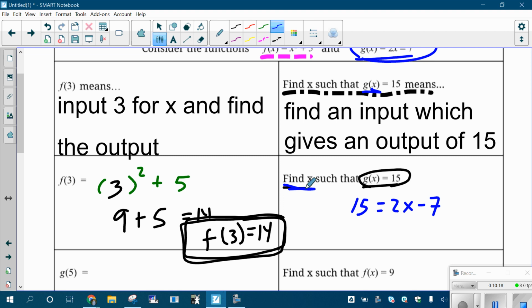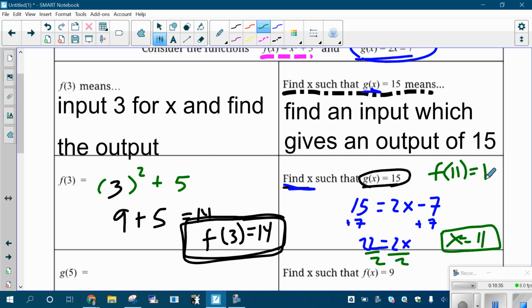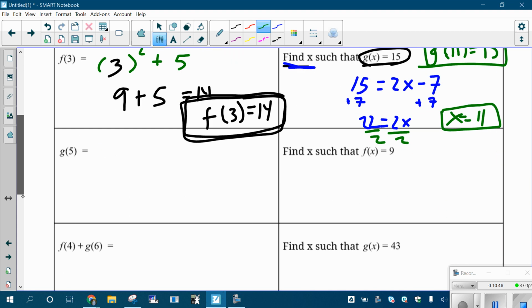So I'm going to add 7 to both sides. I don't have to solve this equation. This is just good old-fashioned algebra. 2x equals 22. What do I got to do? Divide both sides by 2. I got x equals 11. In other words, an input of 11 gives an output of 15. Oops, I used f instead of g. So you'll notice these two processes are very different.